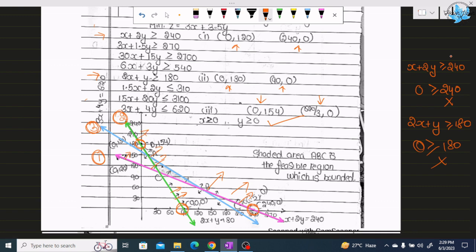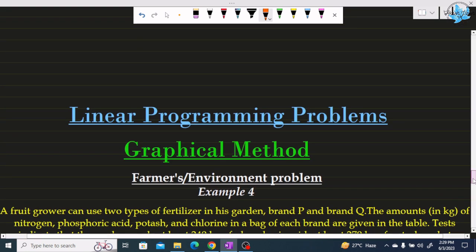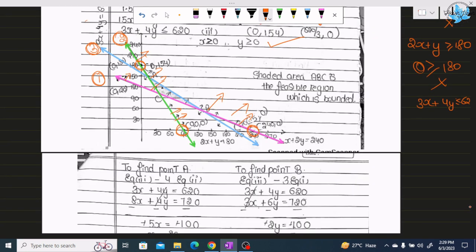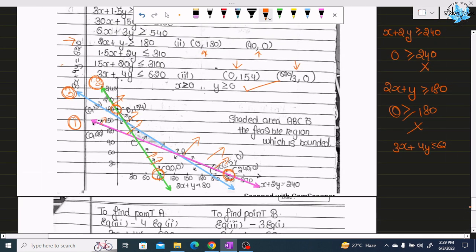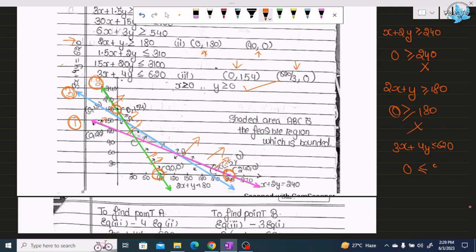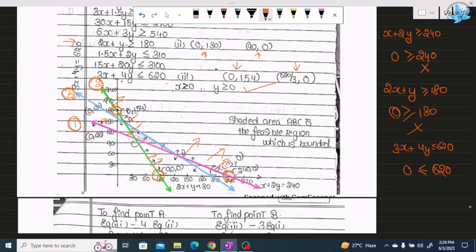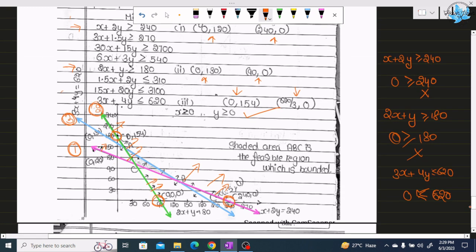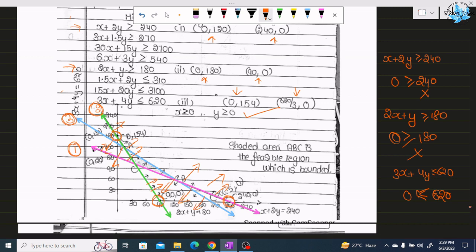Then for the third equation, the graph is 3x plus 4y is less than or equal to 620. The blue line shows the graph of the third equation. So consider x and y to be 0. When you put x and y as 0, you will get 0. Since it is less than 620, it satisfies the inequality. It means draw the arrow towards the origin. And when you find the common region, you will get the common region of all the arrows.